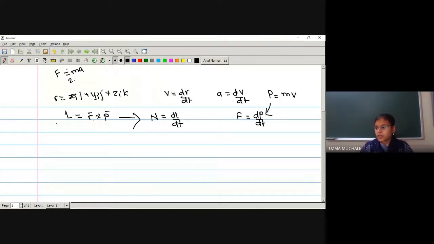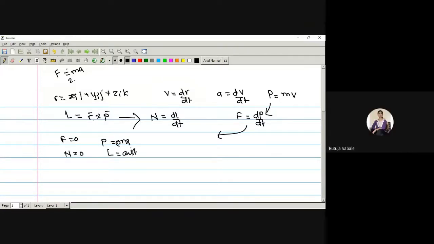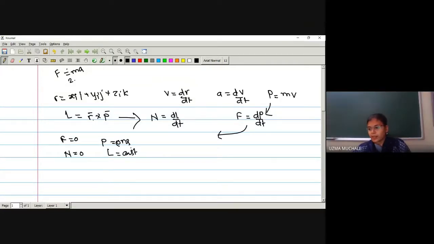After that, we have seen the conservation principle. What is the conservation principle? If force is absent, what will be the result? P will be constant. That is, in the absence of force, the momentum is constant. In the absence of torque, angular momentum is constant. Right. So these we have seen for a single particle. Now let us go to the next.